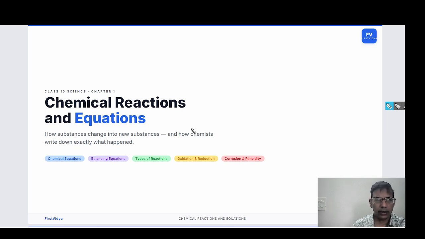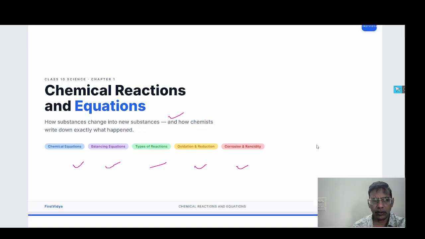Today we are discussing chemical reactions and equations, class 10, chapter 1, science. So here, chemical reactions and equations. We will be discussing chemical equation, balancing chemical equation, types of reaction, oxidation, reduction, and corrosion, rancidity. That is the final one. So let's start with the chemical equations.